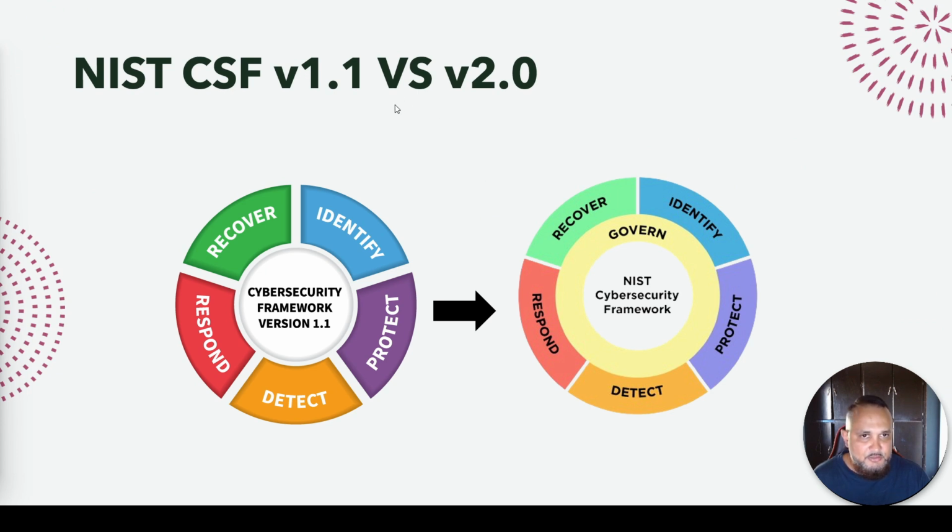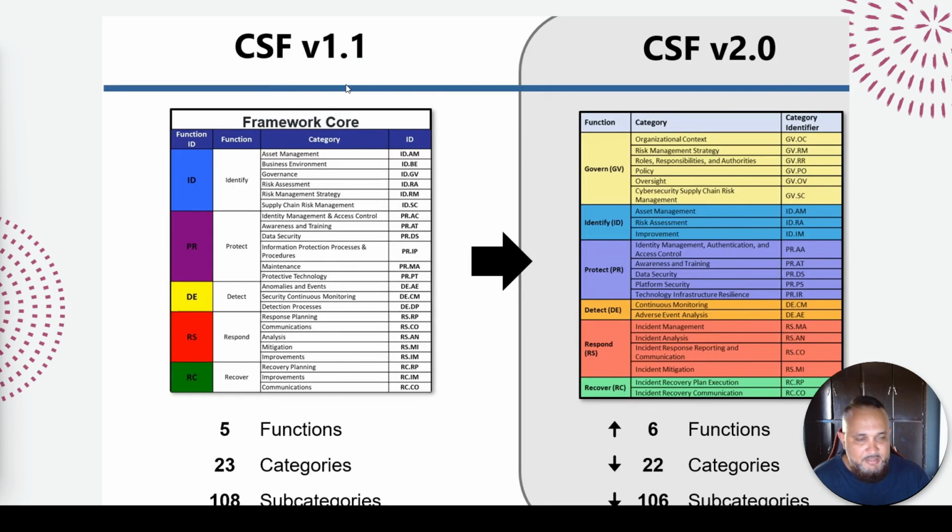Comparing to the version 2.0 framework, one of the major differentiators is that we now have a govern function. The govern function kind of encompasses all of the other functions. So the 5 functions from the previous framework are there, but the govern one kind of encompasses all of them. Here is a little more detail about the differences from version 1.1 to 2.0. As mentioned, the previous one had 5 functions. Now we have 6 functions.